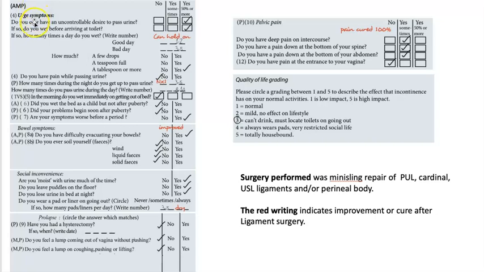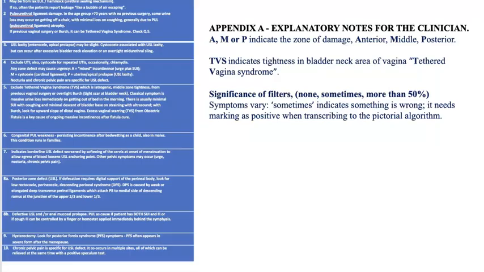In the next slide, I'll show you briefly what these numbers are. Every ITSQ questionnaire has an appendix, and these are explanatory notes for the clinician. A, M or P indicate the zone of damage, anterior, middle, posterior. I showed you that earlier. TVS indicates tightness in the bladder neck area of vagina, tethered vagina syndrome.